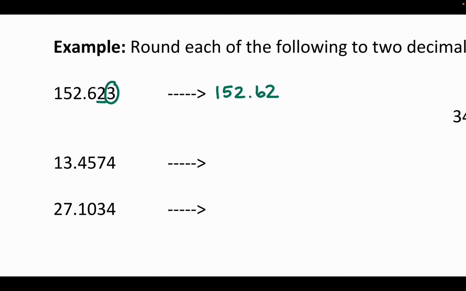Next example, 13.4574. I'm looking at the 5. 7 tells me what to do with it. 7 is 5 or higher, so that means I keep my left-hand digit, 13.4, and my 5 becomes a 6.